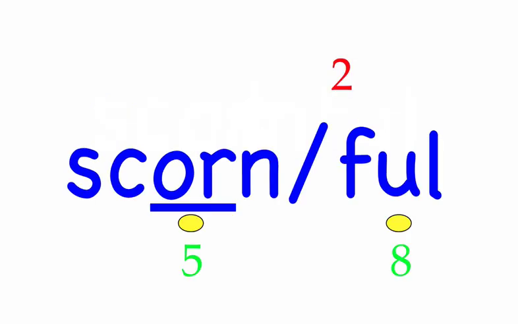When we have FUL at the end of a multiple syllable word, the U will always represent its extra sound, and we put the 8 under the U.